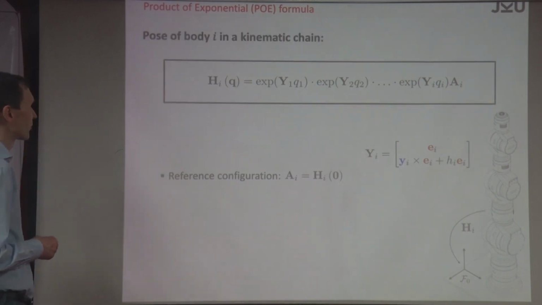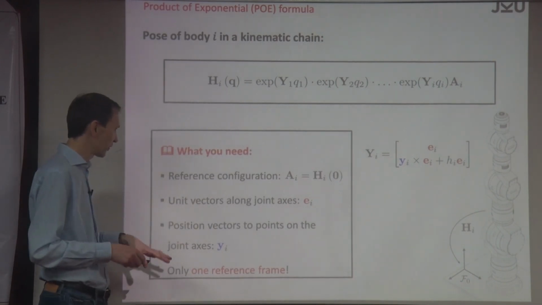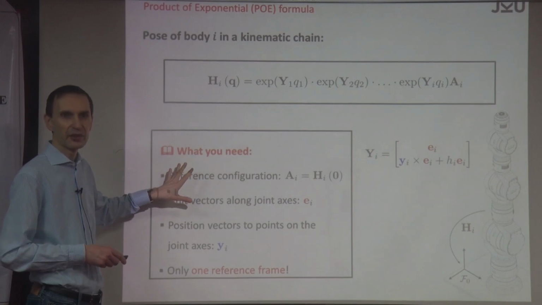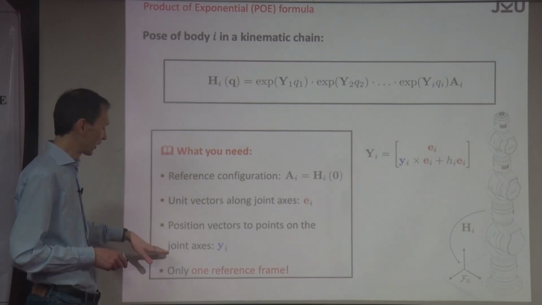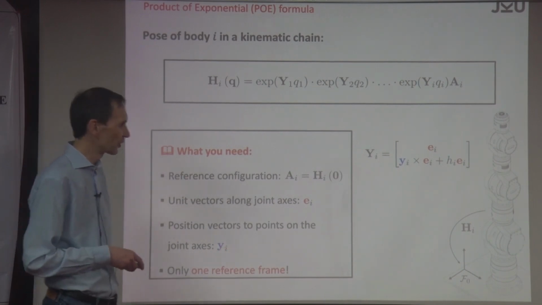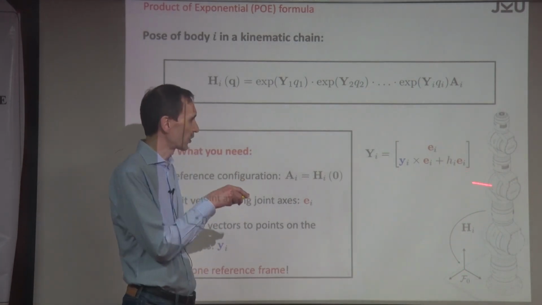Well, let's make it a bit more concrete. Also, maybe as a summary, before we make it concrete, what are the ingredients? What do you really need for doing this? You need only vectors again. You need just a vector to the joint axis. So you measure from here a point on a joint axis.